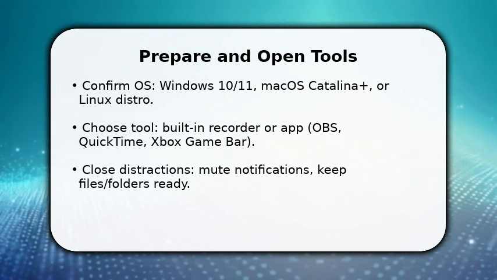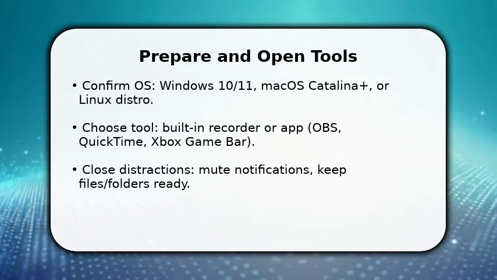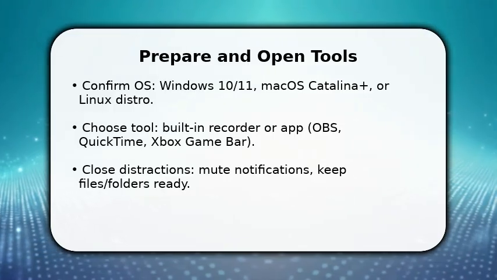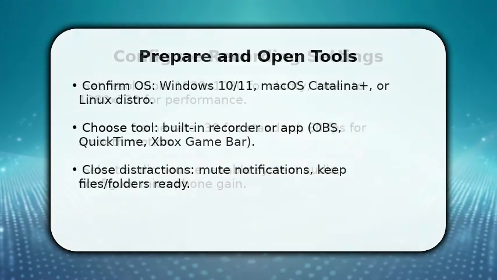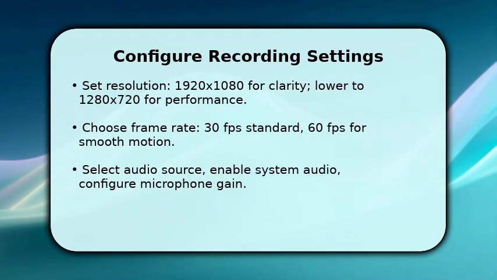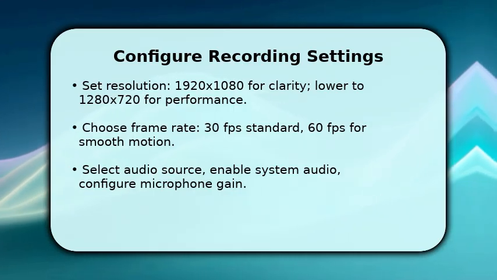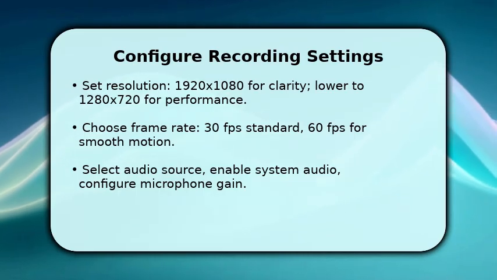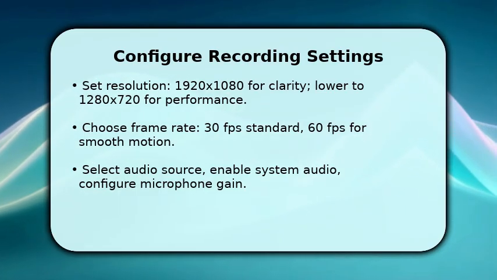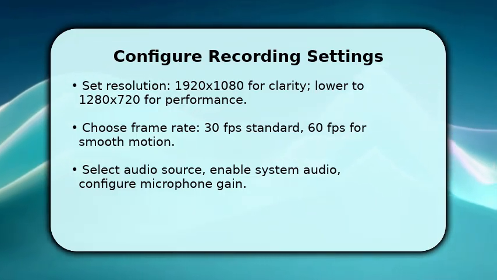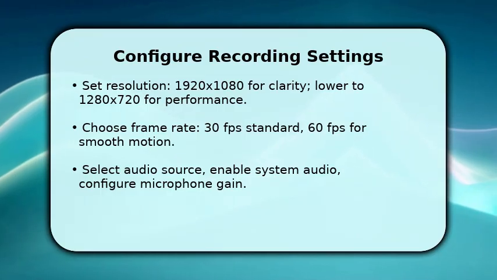Now configure essential settings that impact quality and file size. Select a resolution, 1920 by 1080 if you want clear detail, or 1280 by 720 to save resources, and pick 30 or 60 frames per second, depending on motion. Make sure to enable system audio capture and select the microphone as a separate track so you can edit voice levels later. Adjust bitrates conservatively. Higher gives quality, lower saves space.